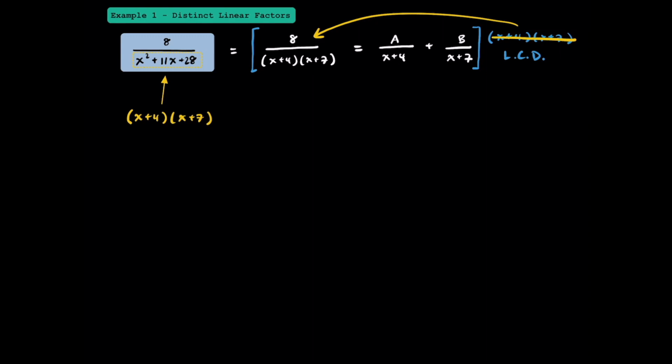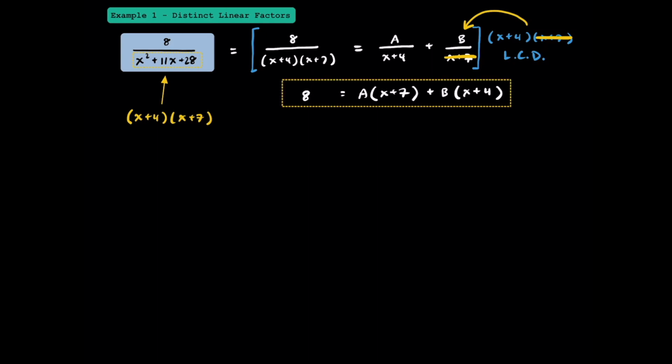Multiplying this on the left side, these are going to cross cancel, and we're going to be left with just 8. Multiplying it by this partial fraction, the x plus 4s are going to cross cancel, and we're going to be left with A times the quantity of x plus 7. And multiplying it by our second partial fraction, the x plus 7s are going to cross cancel, and we're going to be left with B times the quantity of x plus 4. This equation is going to be much easier to solve now that we don't have any fractions.